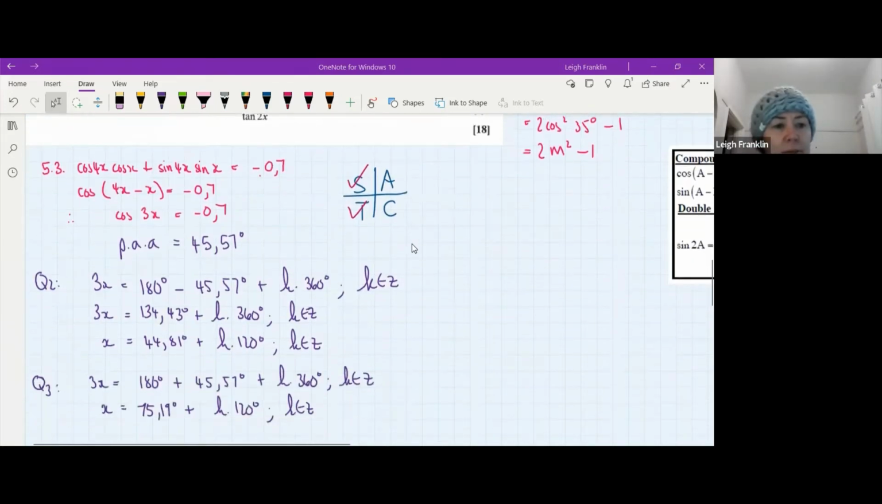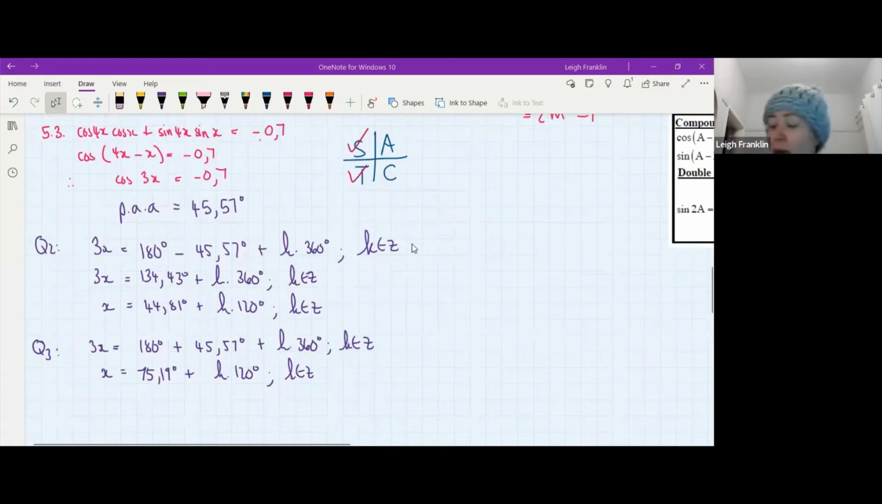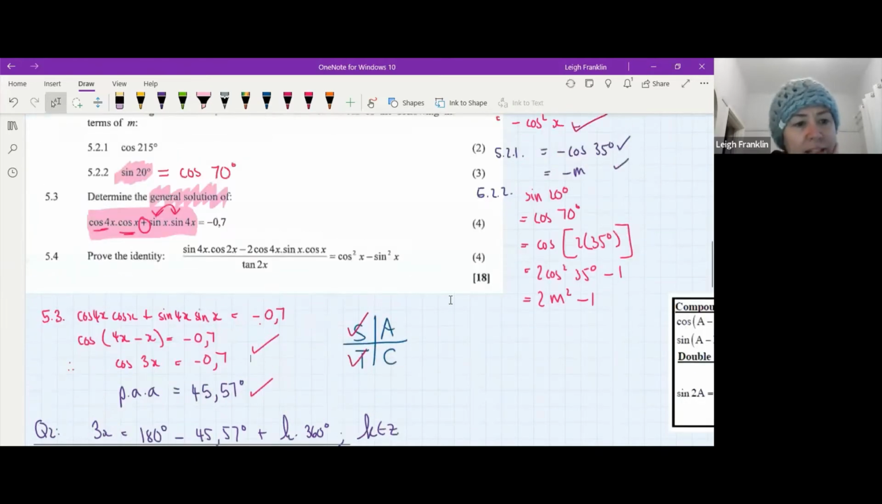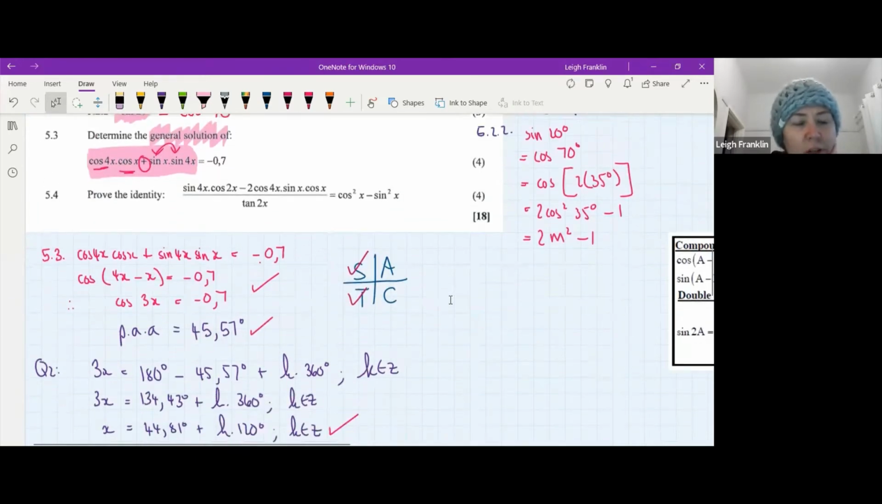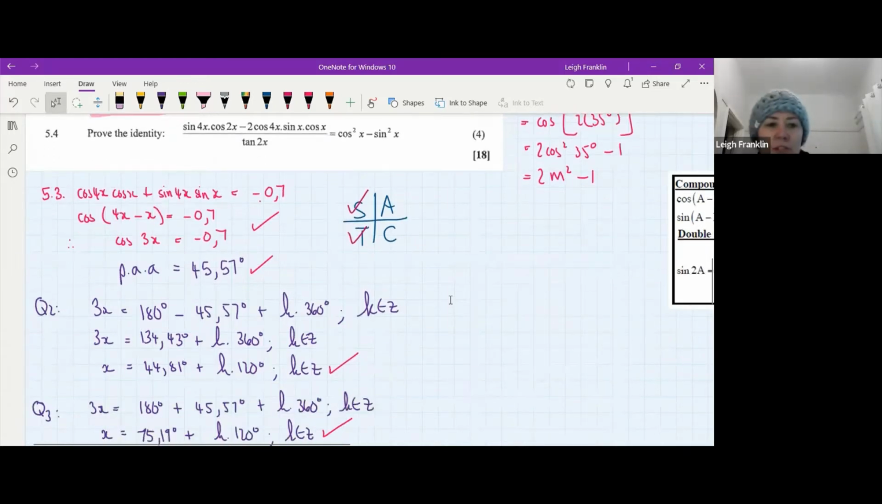Nice, 4 marks. So that would have to be for that and that, our PAA, and here there has to be a mark for us using our compound cosine angle formula there. Okay, nice. Let's do 5.4. All right, so let's look at this monster. Before we look at the monster, shall we write the monster down?